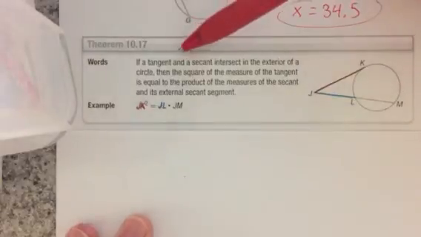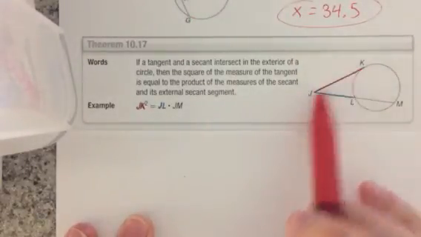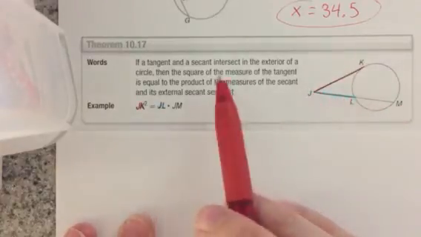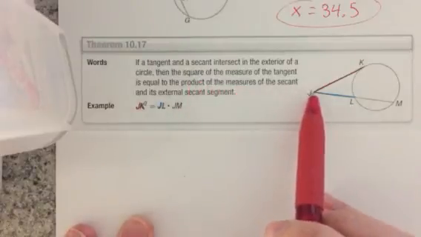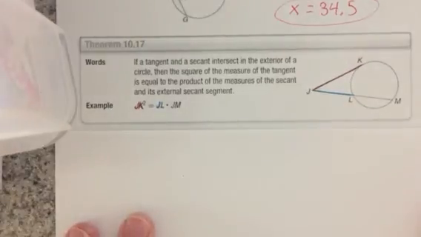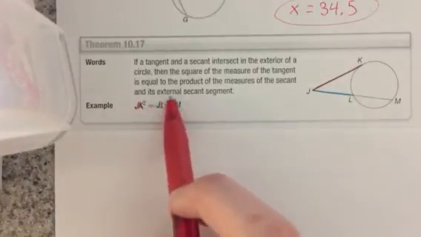So it says if a tangent and a secant intersect in the exterior of a circle, so here's my tangent in red, here's my secant with this blue part on the outside, then the square of the measure of the tangent is equal to the product of the measures of the secant and its external secant segment. Again, that's wordy. Let me explain it. It's pretty easy. So if you look at our example right here, look at this side first actually.